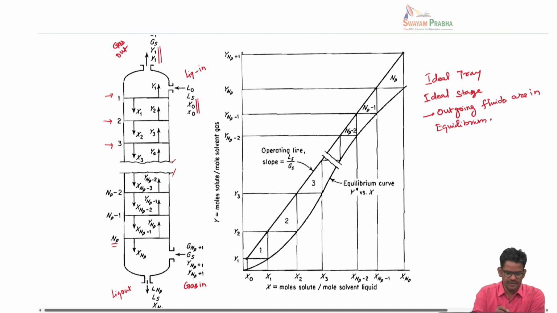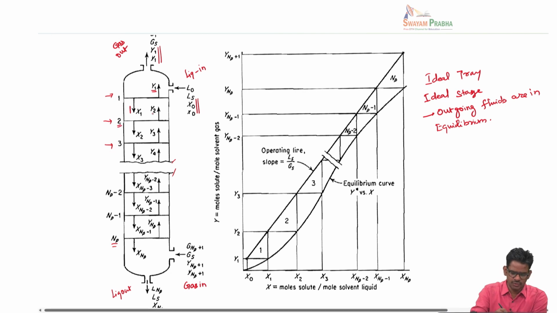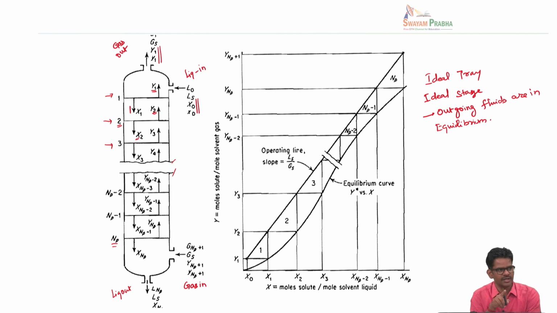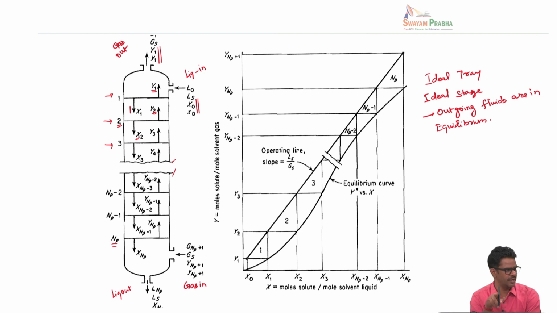So what do I mean by that? If I look at the first tray, y1 is the composition of the gas leaving this tray, and x1 is the composition of the liquid leaving the first tray. With respect to the first tray, the two streams which are leaving are numbered with suffix 1. Similarly, if I go to tray 2, the two streams that are leaving are y2 and x2. The numbers are done in such a way that streams leaving a particular tray are given the index of that tray. The streams leaving the first tray are x1, y1. The streams leaving tray 2 are x2 and y2, and so on.